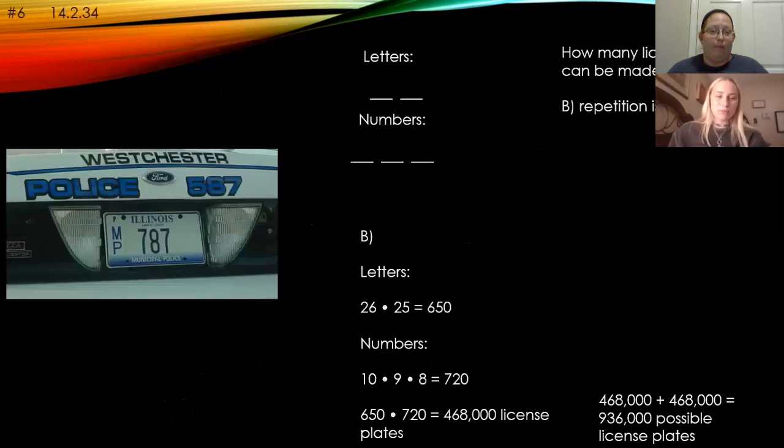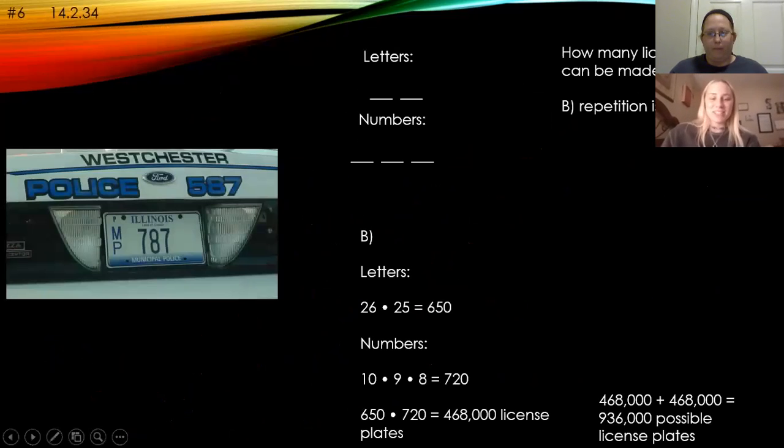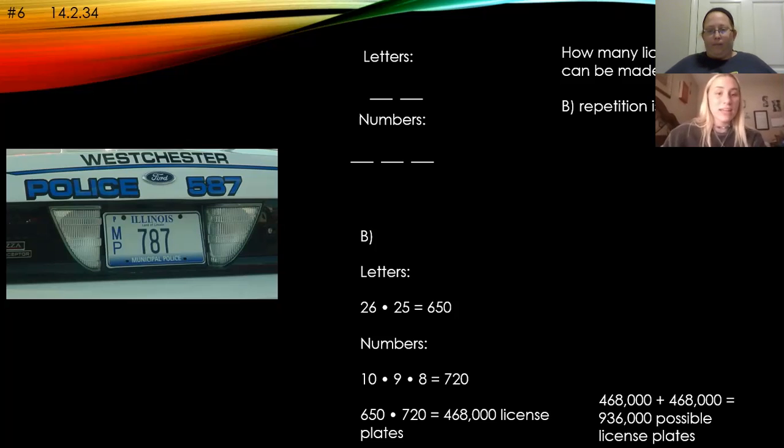Okay, so repetition not allowed. So that means we have the 26 letters in the alphabet. You can choose any of the 26. So let's say I choose A, but for my second letter, I can't choose A again. So I have to choose another one. So that leaves me only 25 options. So you would do 26 times 25, which is 650 just for your letters. And then for your numbers, it's the same thing.